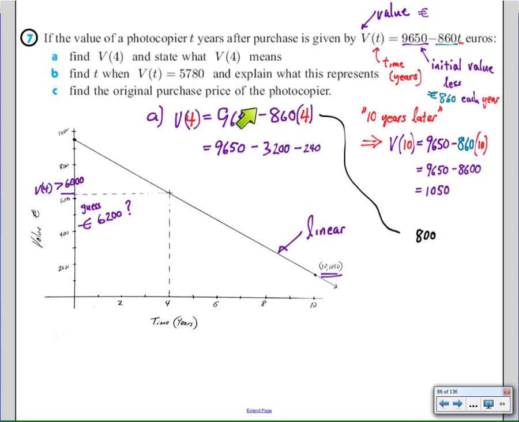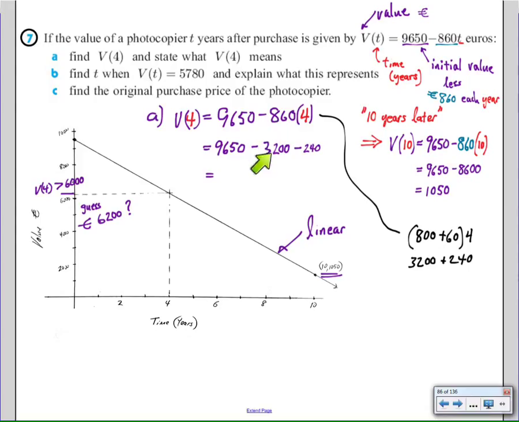And I want to show you what I did here. I had to do 860 times 4. Here's what I did. I said 860 times 4 is 800 times 4. That's 32 and 2 zeros. 6 times 4 is 24, add a 0. And so instead of actually multiplying 860 times 4, I did two simpler calculations.